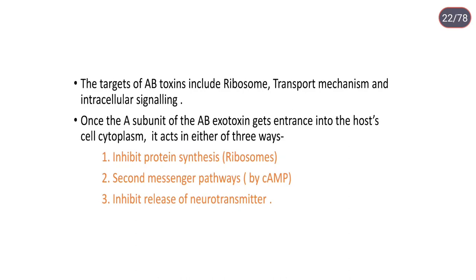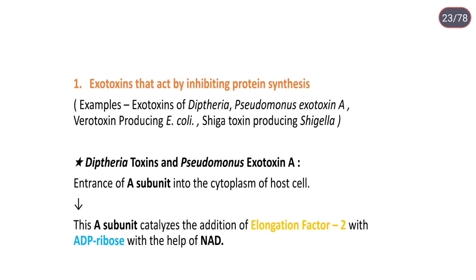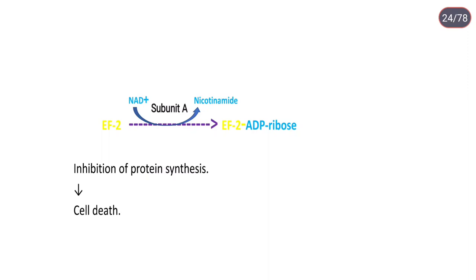One is inhibition of protein synthesis, the second is the second messenger pathway, and the third is inhibition of release of neurotransmitter. The exotoxins whose catalytic domain exerts its effect by inhibiting protein synthesis are the exotoxin of diphtheria, Pseudomonas exotoxin A, verotoxin producing Escherichia coli, and Shiga toxin of Shigella. For diphtheria toxin and Pseudomonas exotoxin A, after entrance into the cytoplasm of the host cell, the A subunit catalyzes the addition of the ADP ribose from NAD to elongation factor 2, and this causes inhibition of protein synthesis, which leads to cell death.